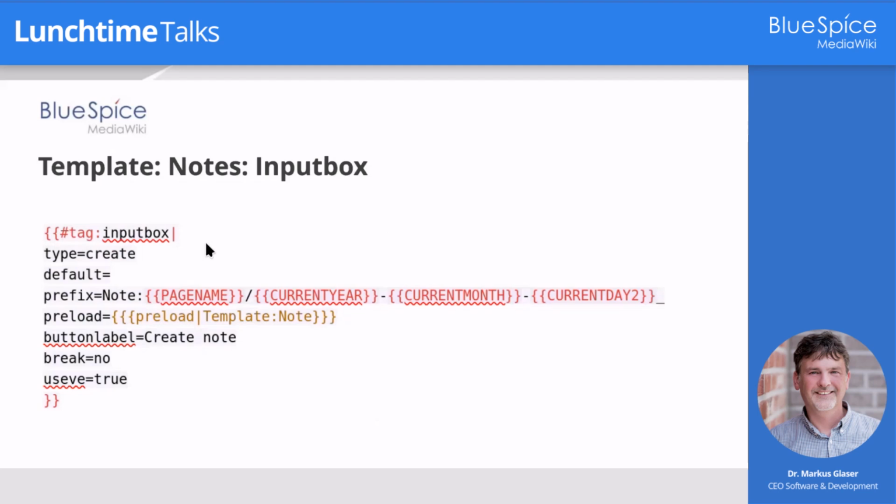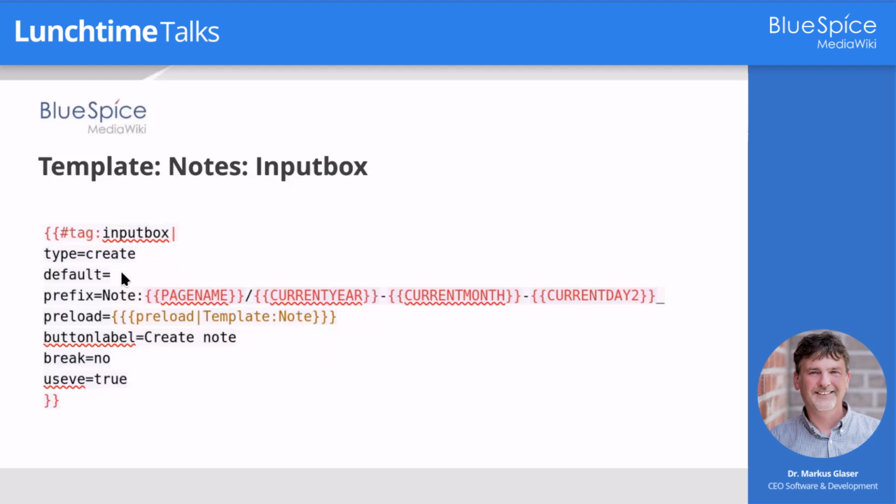First, what we want to do is use the input box and these magic words. They always start with 2 curly braces. And in this scenario, we use an input box. Please don't forget the pipe here, because that separates the parameters from the name of this magic word. Now, what does that input box do? How do we parameterize it? As a type, we use create. There are also other types like search, but create is the one we want.